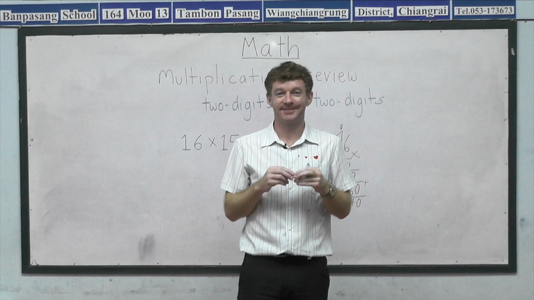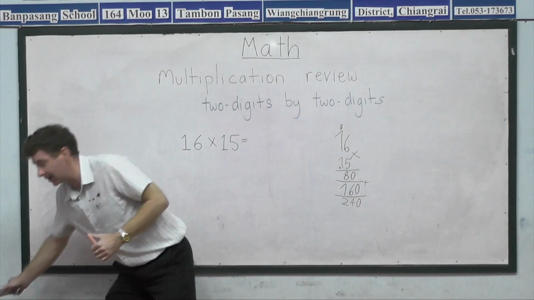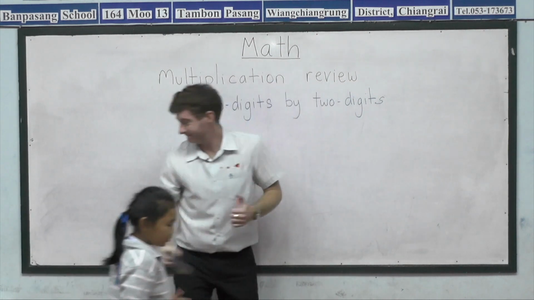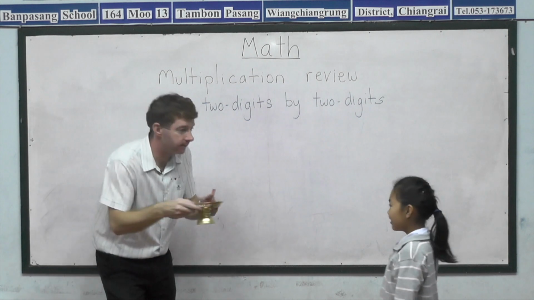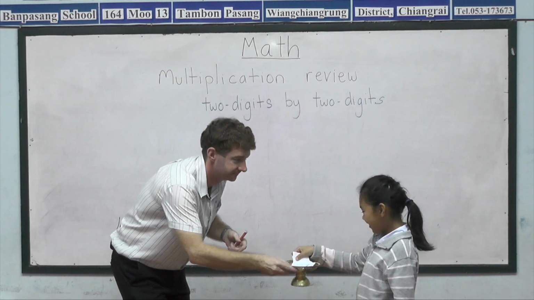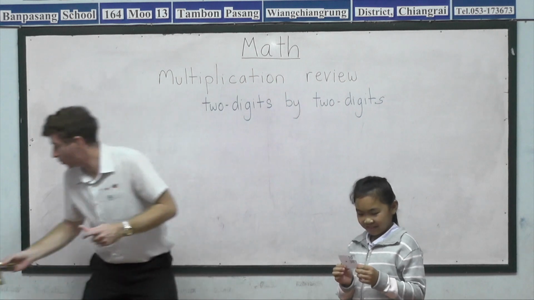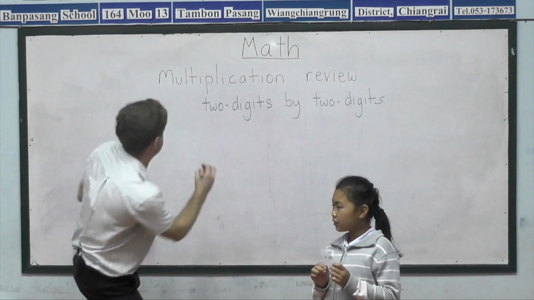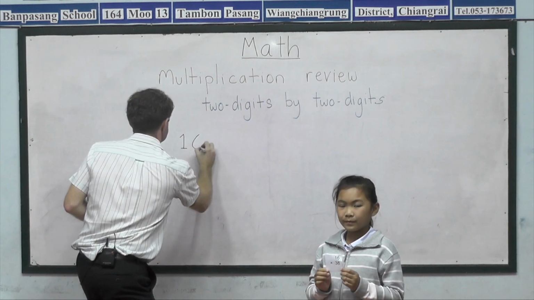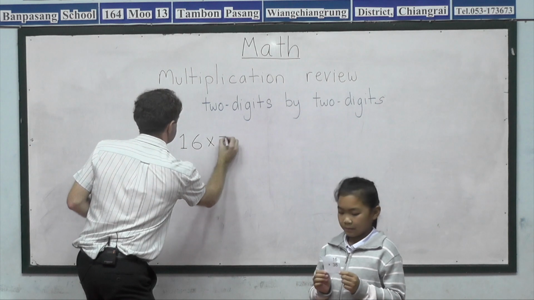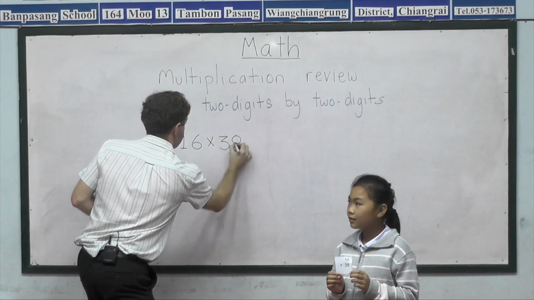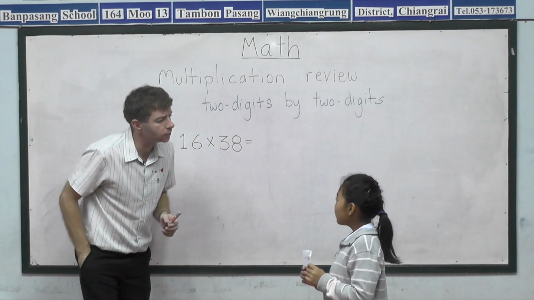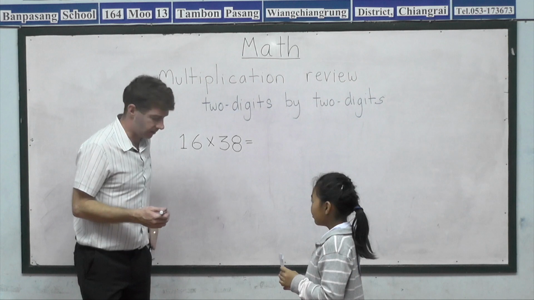Okay, who's next? Nadia, come and join me at the front. Let me rub out the previous problem. Are you ready? Okay, show your friends. What's the problem, guys? 16. Wow. Okay. 16 times 38 equals. Nadia, would you like black or would you like blue? Blue. Okay. Let me find blue.